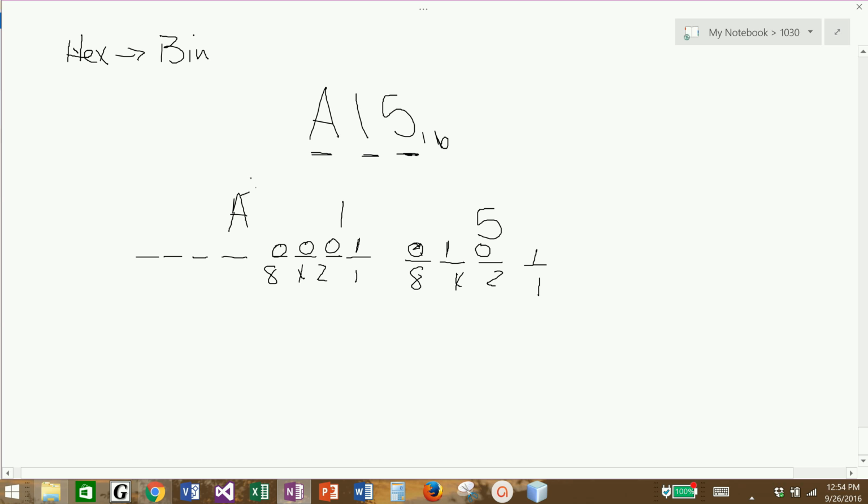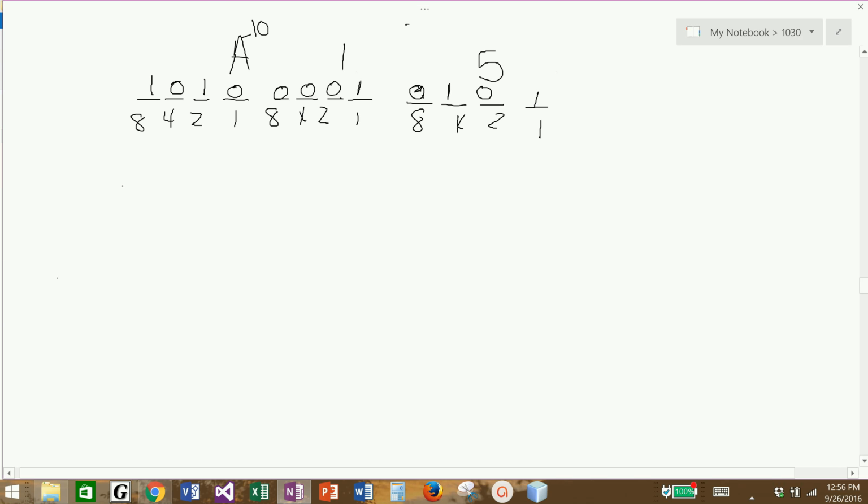Well, my decimal brain tells me that an A is a 10. If this is 1, 2, 4, and 8, I need some combination that equals 10. 8 and 2 equals 10. That means that the others are going to be 0. So we're going to see that the hexadecimal value of A15 is equivalent to the binary 1010, 0001, 0101. So we'll do another one.